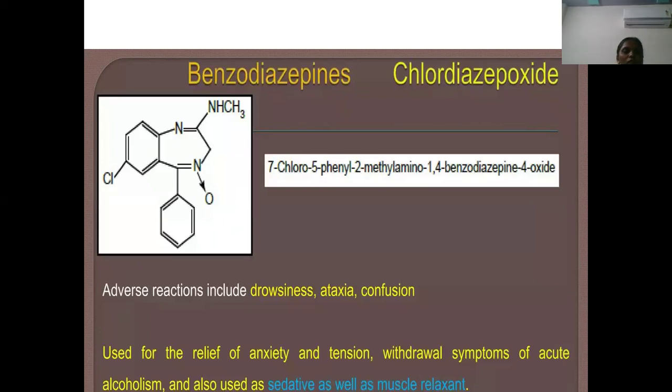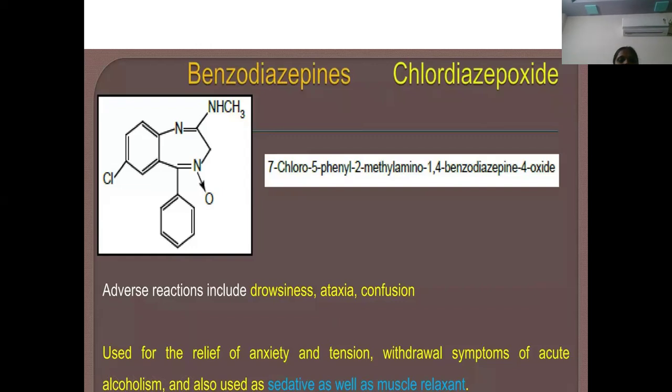Next, coming to the structure of chlordiazepoxide. In the chlordiazepoxide structure, benzodiazepine is the basic nucleus, a benzene ring fused with a 7-membered ring system along with 2 nitrogens present at the 1 and 4 positions. At the 5th position, we have a phenyl ring. At the 7th position, we have chlorine. So what is the IUPAC name for chlordiazepoxide? 7-chloro-5-phenyl-2-methylamino-1,4-benzodiazepine 4-oxide.